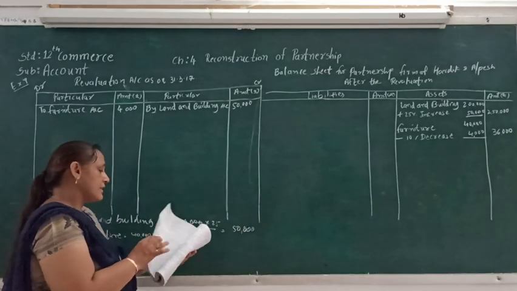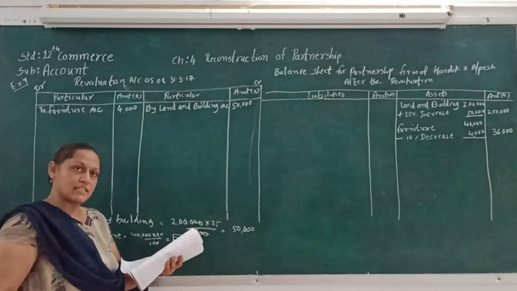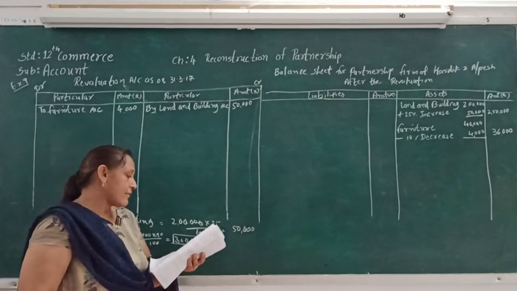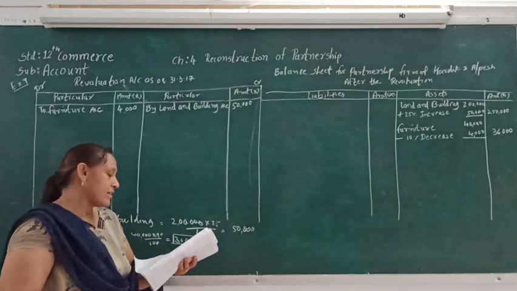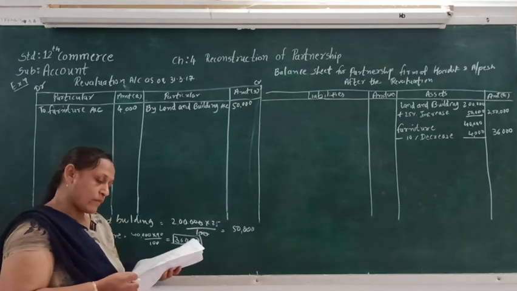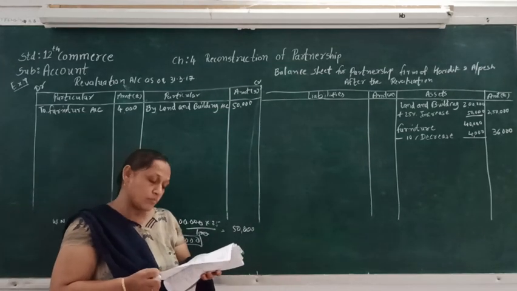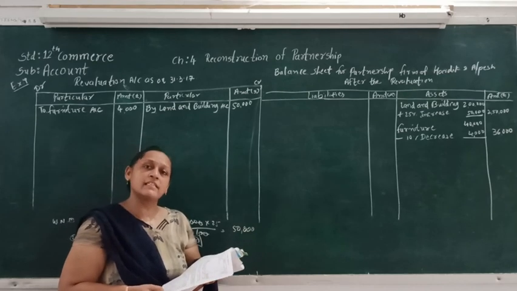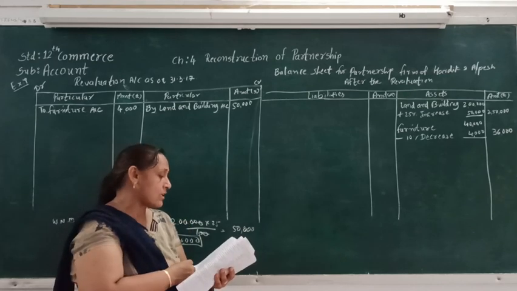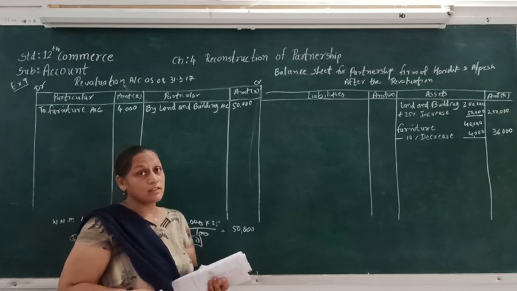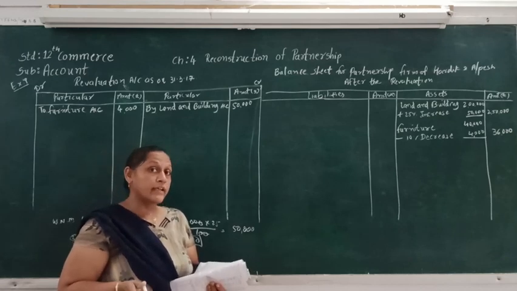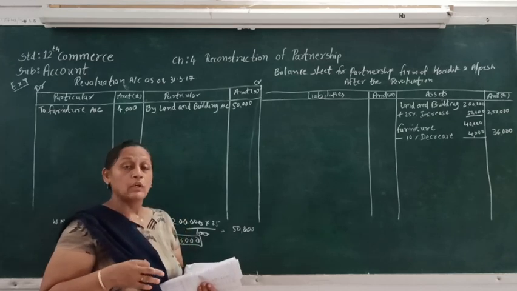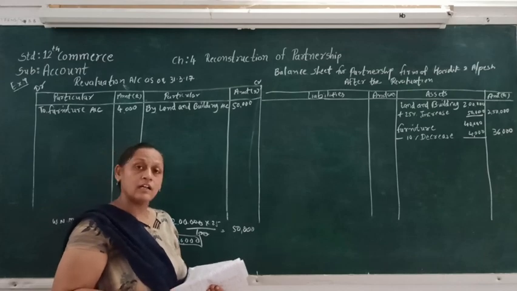Now let's see the next adjustment. The next adjustment is the market value of machinery is 72,000. Let's see the book value. We can see the book value of the machinery is 80,000, but the market value is 72,000. So we need to write the 72,000. Here the difference we have to write off, and it is a loss.